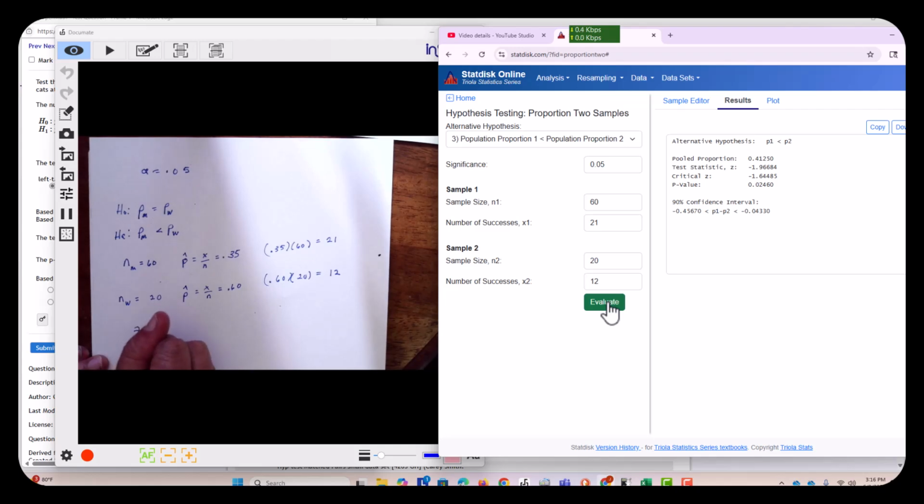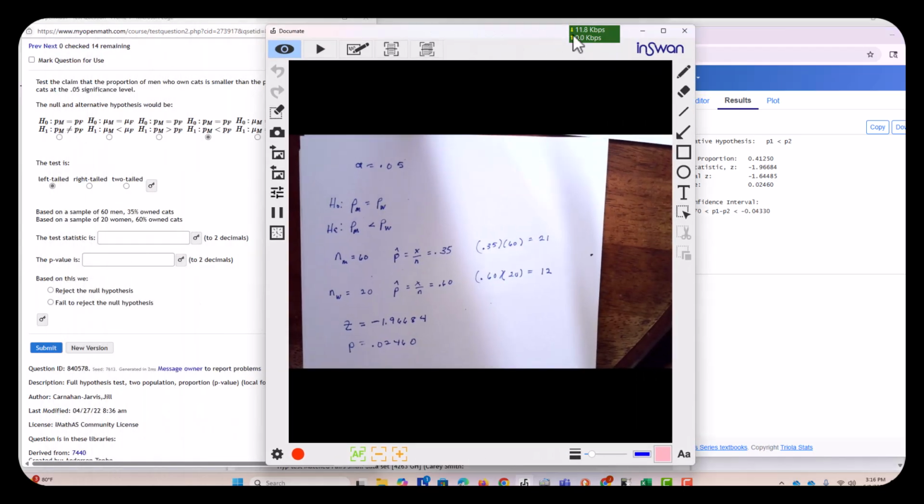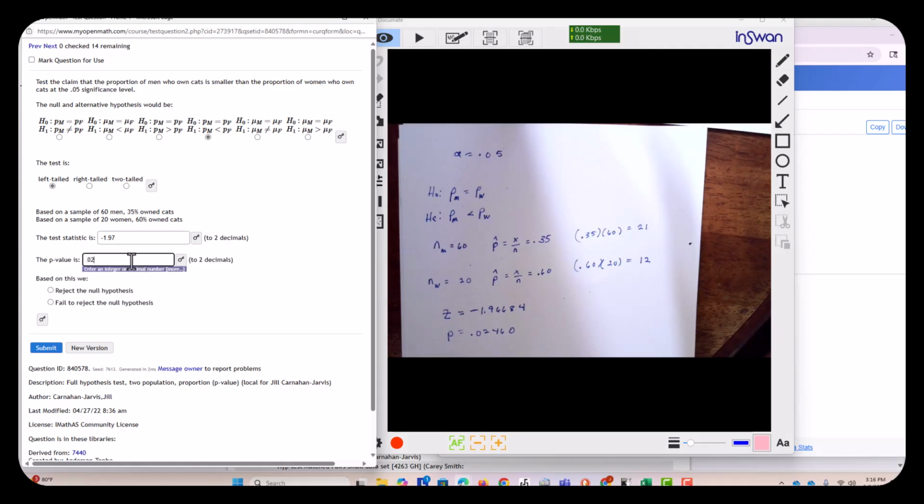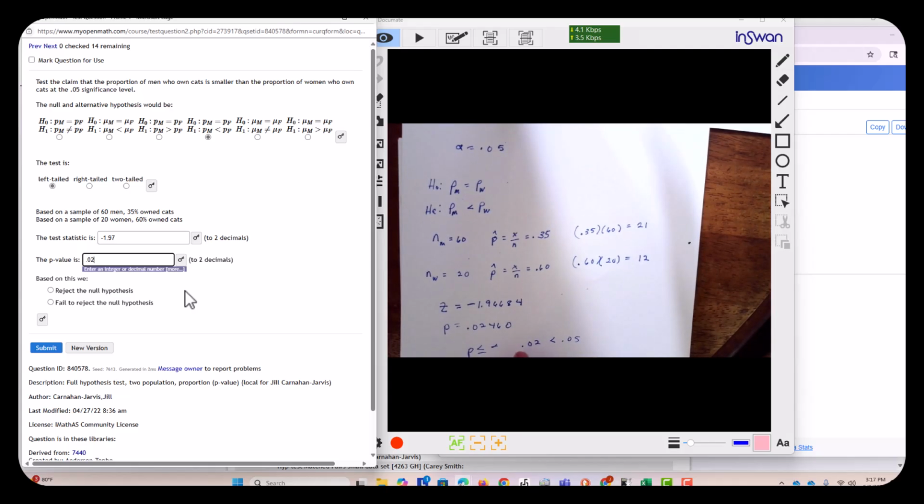So Z, or test statistic, is negative 1.96684, and the p-value is 0.02460. To two decimal places, negative 1.97, p-value 0.02. Well, we know that we reject when P is less than or equal to alpha. 0.02 is actually less than 0.05. We know we're going to reject the null in favor of the alternative.